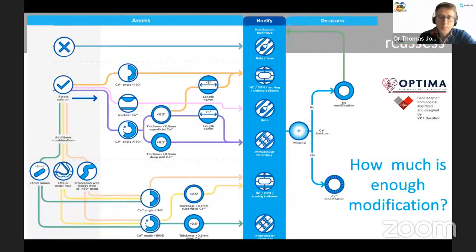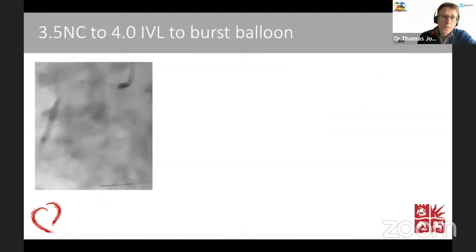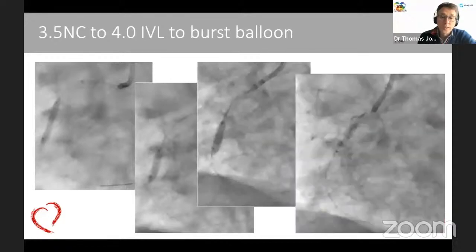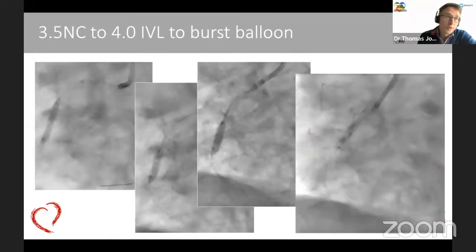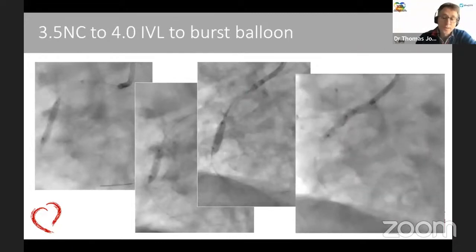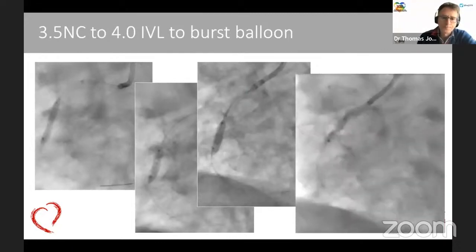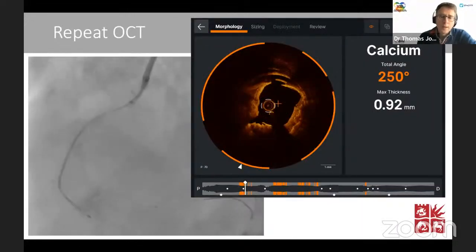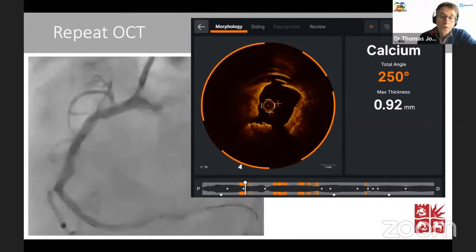And so actually at this point, we felt that we hadn't achieved adequate modification, although with 10 runs of the orbital, we'd clearly caused some debulking. And so actually we went on and ballooned both with a 3.5 non-compliant and then aggressively 1-to-1 with an IVL, which interestingly burst on the 4th or 5th train of 10 pulses in the proximal vessel, highlighting still very aggressive calcification. So we went back at this point and repeated an OCT to further assess whether we've got adequate fracture.